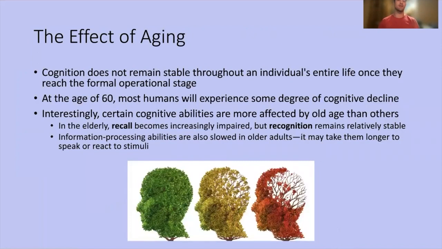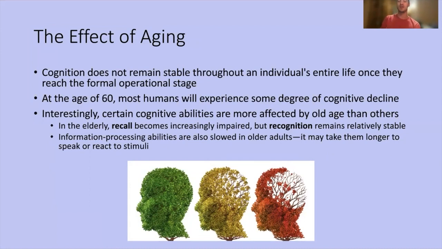Aging, of course, also has an effect on cognition. Cognition doesn't remain stable throughout an individual's entire life. Piaget has 4 stages, and the last one, of course, is formal operational, which is 12 and above, but it doesn't remain stable until death, usually, depending on how old the person lives. It's usually at about the age of 60 that most humans start to experience some degree of cognitive decline. For a lot of people, it's very slow and very steady cognitive decline. But there are other cases, in terms of illness, Alzheimer's, where stuff like dementia can form.